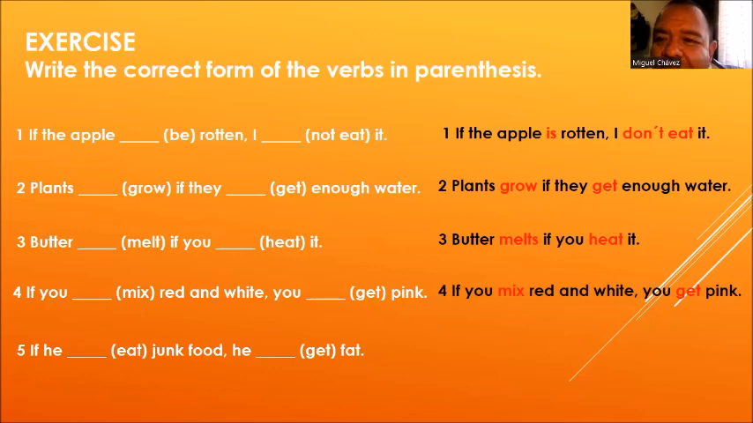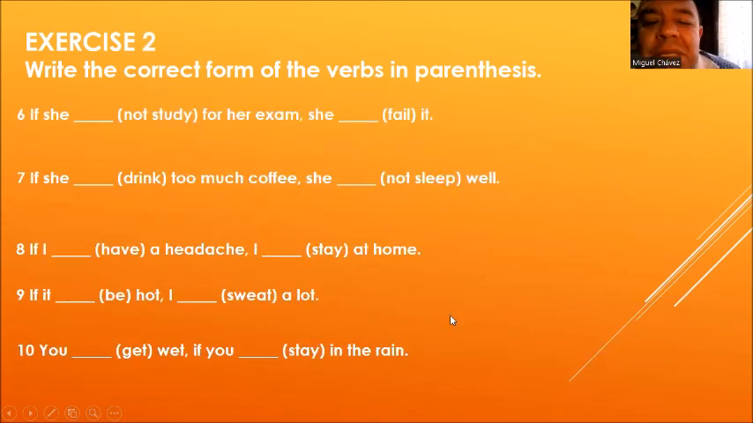In number 5, you have the third person. With the third person, you need to add an s. If he eats junk food, he gets fat. Okay. Yes. If he eats junk food, he gets fat. Yes, thank you. Yes, you're right. Okay, number 6.